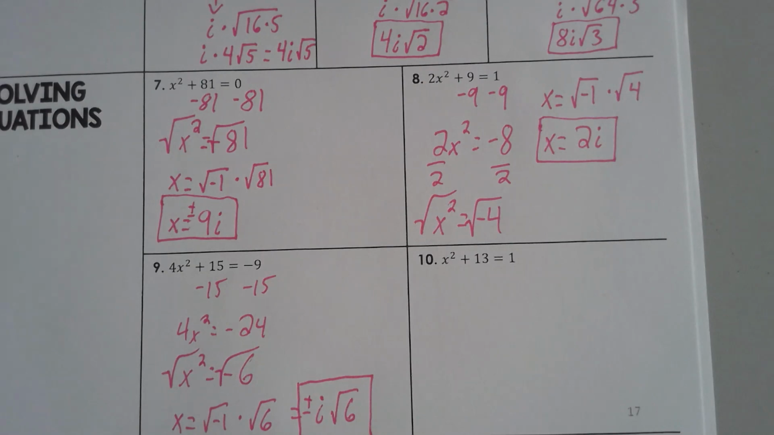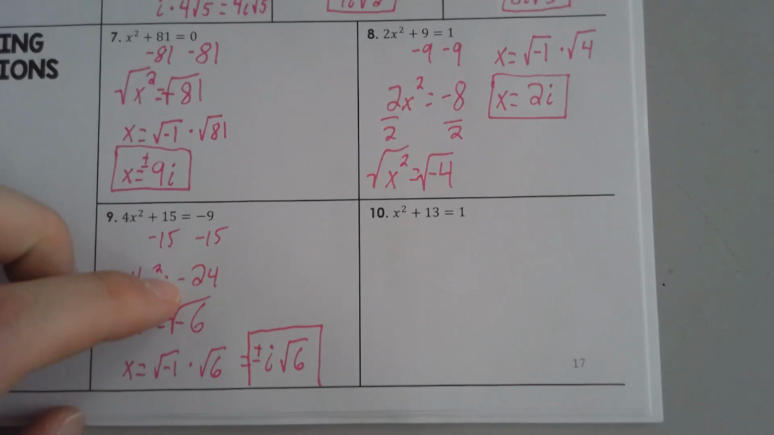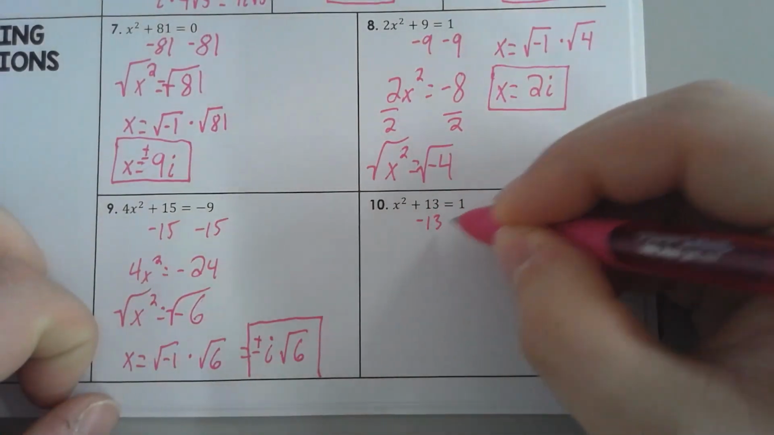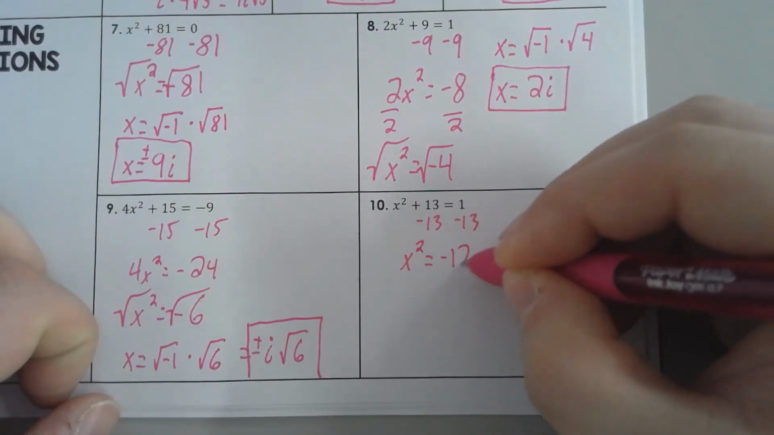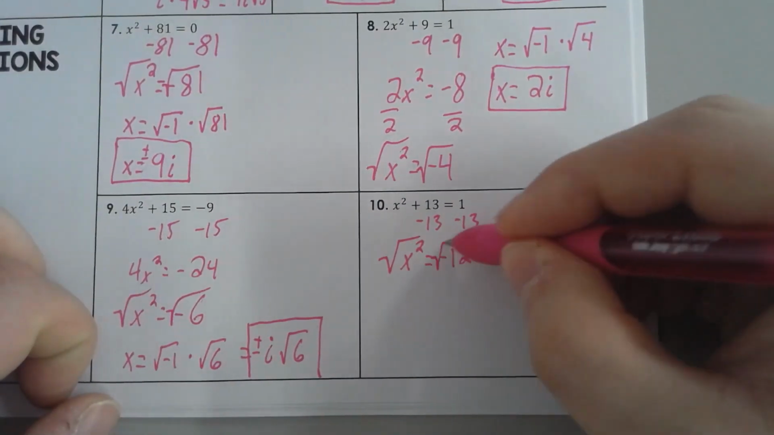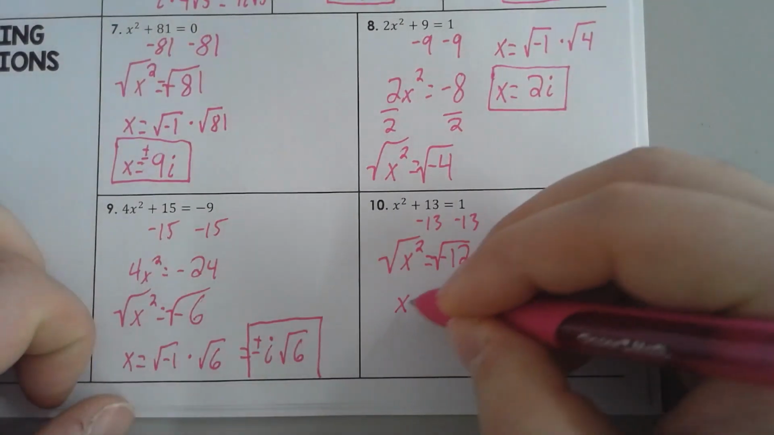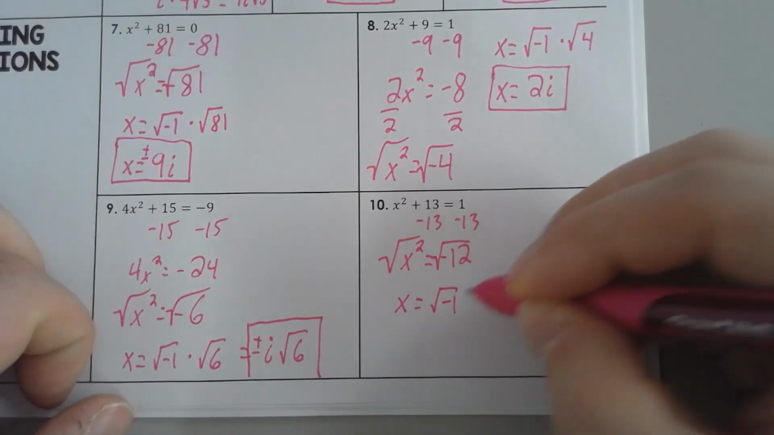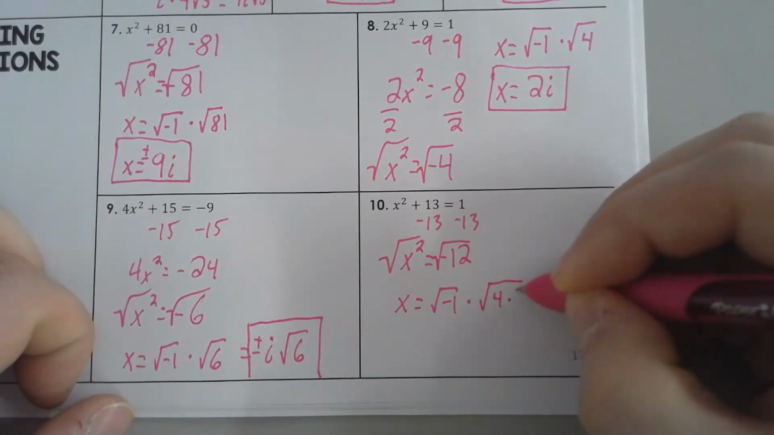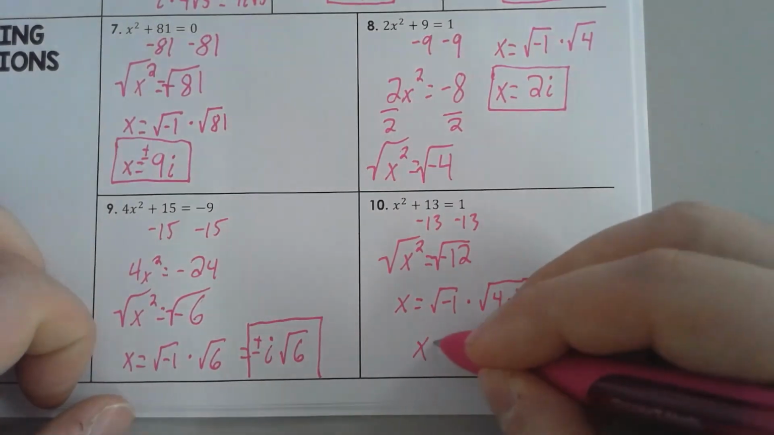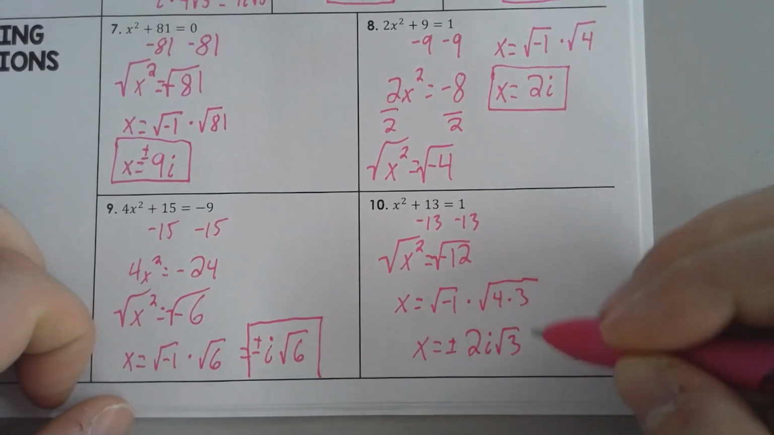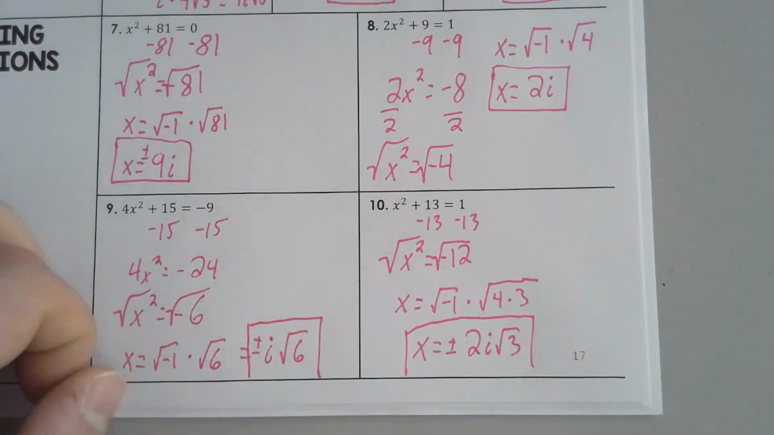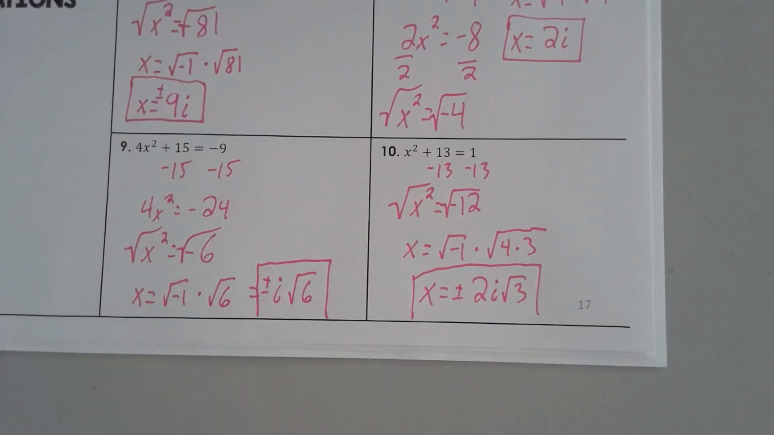All right, number 10, Lillian, did you get it? Yeah. Bring us home. I subtracted 13 on both sides, and then I did the square root of x squared equals negative 12, and then I just simplified that down to 3 and 4. Okay. And then I'll give you 2i plus or minus 3 squared. Good. So that's what you should have got for number 10.